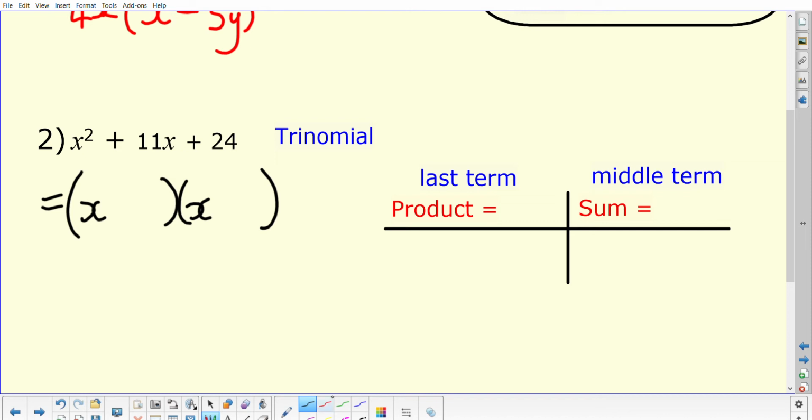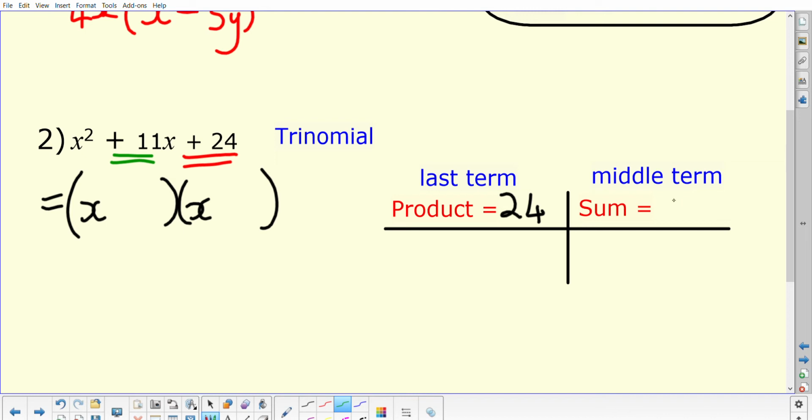So the product, remember, is where you look at this last number, and you take account of the sign. We need the product to be 24, so I'm looking for two numbers that multiply together to give me 24, but there are quite a few there. There's 1 times 24, 2 times 12, 3 times 8, 4 times 6. So it could be any of those, but what you then need to check for is your middle term, what the sum needs to be, and that's whatever's in front of the x.